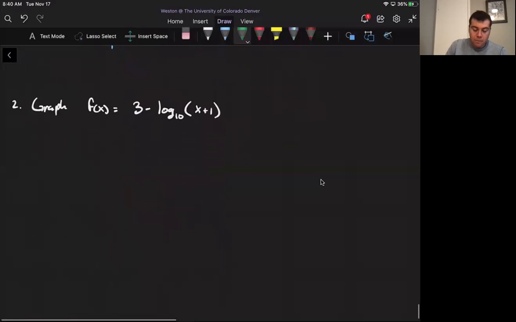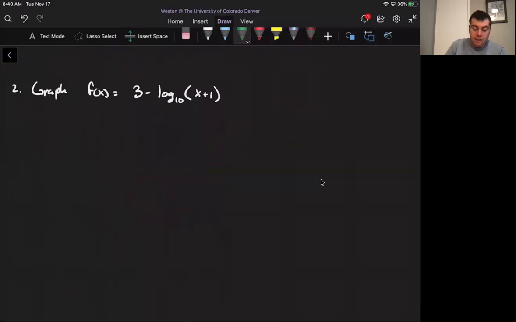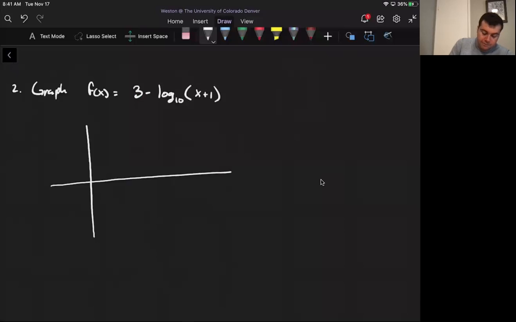All right, for our second one, we're going to graph 3 minus log 10 of x plus 1. This one has a lot more transformations, but it's nothing that we shouldn't be able to handle. So we'll start with the coordinate axis. We'll put the frame for our important points. Let's see, it seems like we're going to be shifting up 3, so we'll have a 1 there, and we'll need to go all the way up to 4.